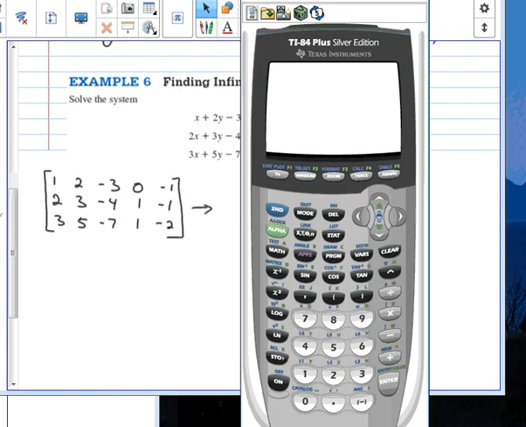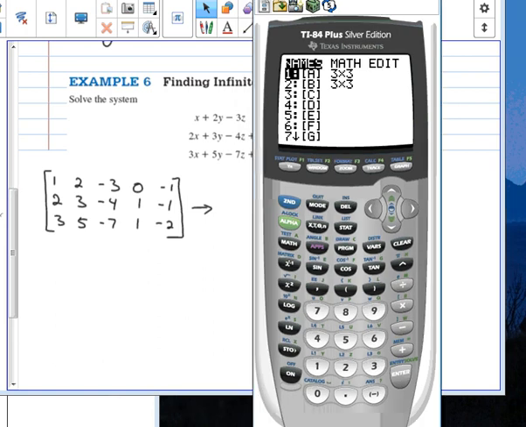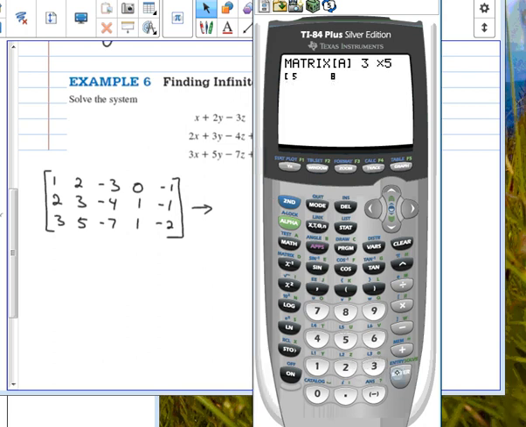Let's enter this augmented matrix. So we are going to go to our matrices, we are going to edit, and I'm going to edit matrix A. Matrix, go over to edit, and I'm selecting matrix A. Now what's the order of that matrix? That's a 3 by 5. And then stick them in.